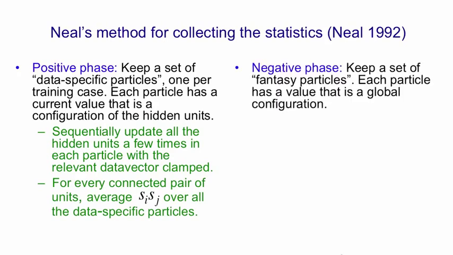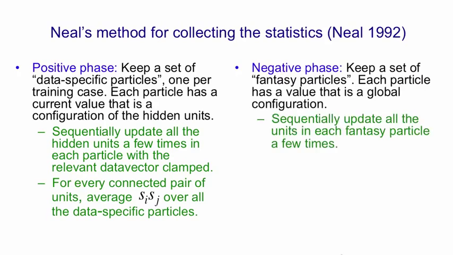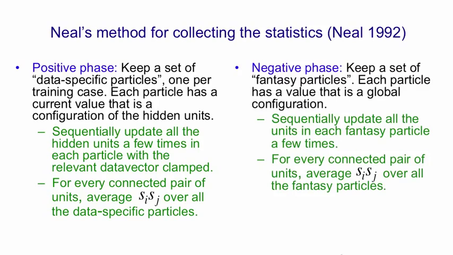In the negative phase, you keep a set of fantasy particles. That is, these are global configurations. And again, after each weight update, you sequentially update all the units in each fantasy particle a few times. Now you're updating the visible units as well. And for every connected pair of units, you average SiSj over all the fantasy particles.